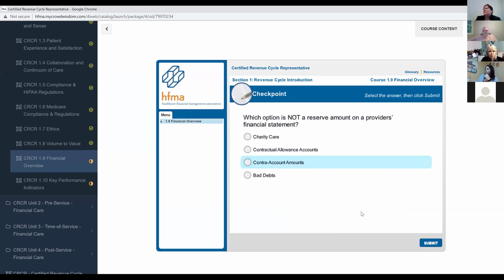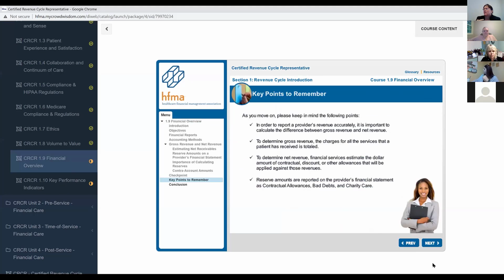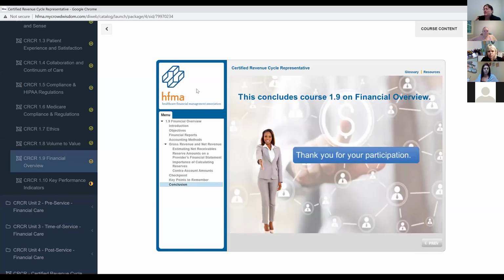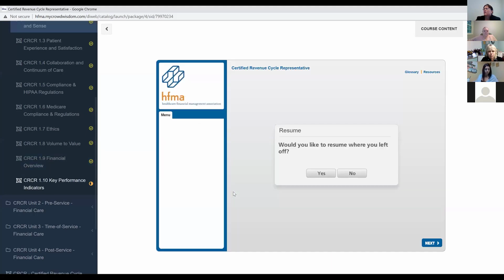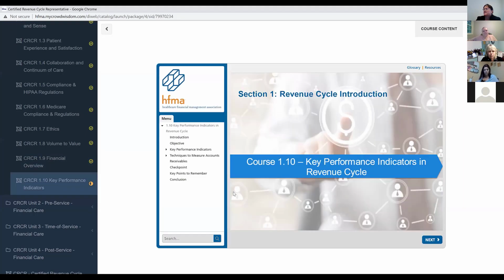So just keep in mind having your revenue recorded accurately. Know the difference between the gross charges, making sure that your gross revenue is accurate, and that you have the tools in place to determine the net revenue, which is net of the contractual allowances, and that you have the appropriate reserves in place, and that they're reported on your financial statements as the contractual allowances, bad debt, and charity care. So that was that session.